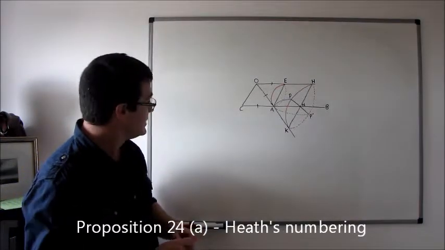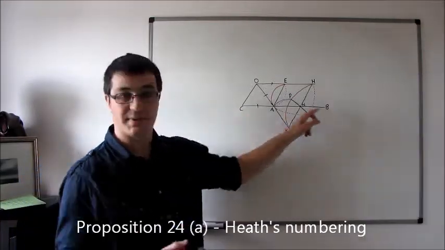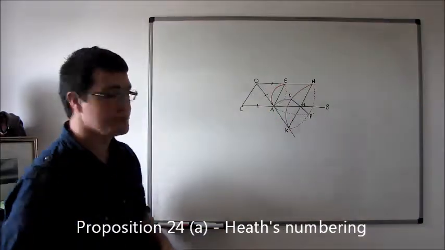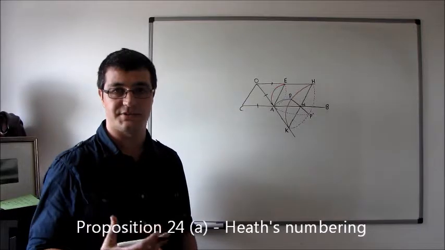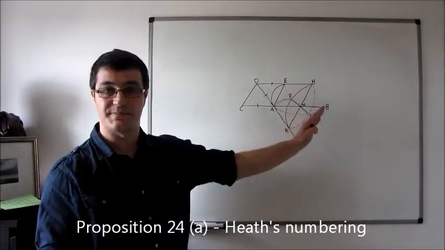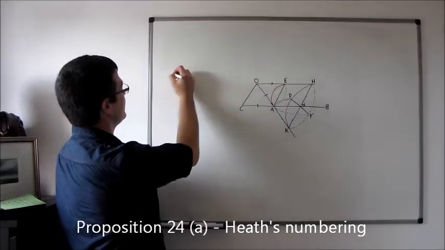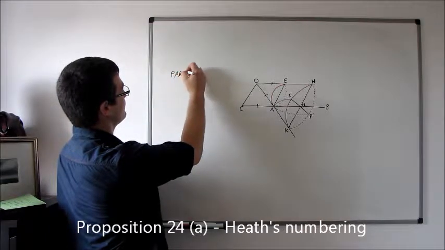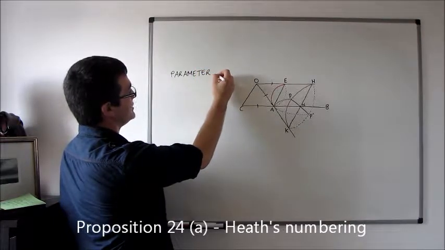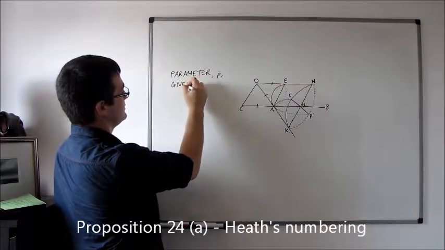That's what we want to be the axis, by the way, of our parabola for this first part. We're also given the length, a magnitude that represents the length of the parameter of the parabola with respect to that diameter or axis in this case. So the parameter, I'm going to use a lowercase p, is a given length.